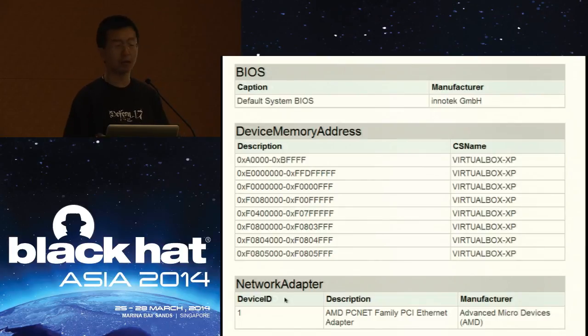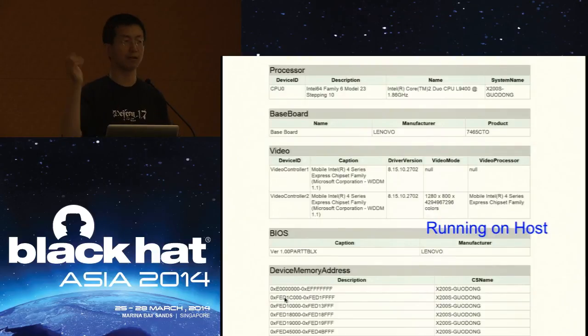Now, contrary to that, here's the output if you run this on one of the hosts. I only show you part of the output. This is one of the machines we have, the Intel one, and I only show you partially the output about the devices and the memory mapping.